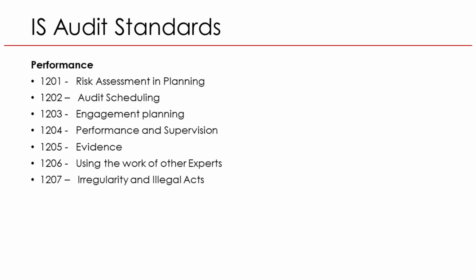A high-risk area like cybersecurity should be audited more frequently than a low-risk one such as printer usage. 1203, Engagement Planning, requires auditors to document objectives, scope, resources, and timelines. It's like a project plan for the audit. 1204.